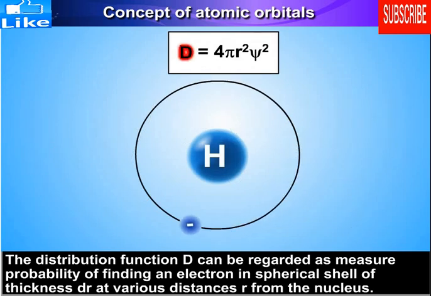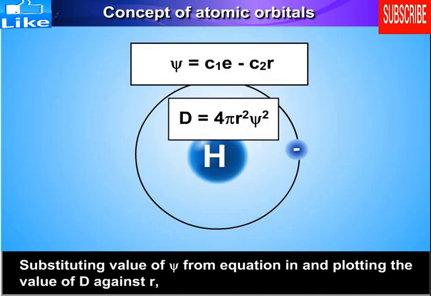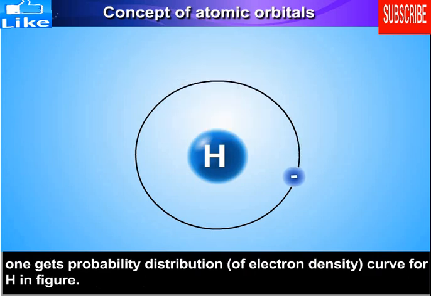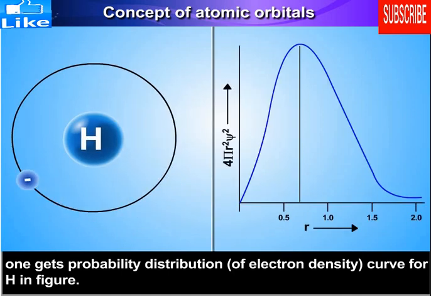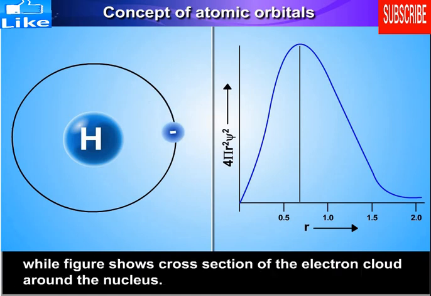The distribution function D can be regarded as measure of probability of finding an electron in spherical shell of thickness dr at various distances r from the nucleus. Substituting value of psi from above equation and plotting the value of D against r, one gets probability distribution of electron density curve in the above figure, while figure 3.16b shows cross-section of the electron cloud around the nucleus.